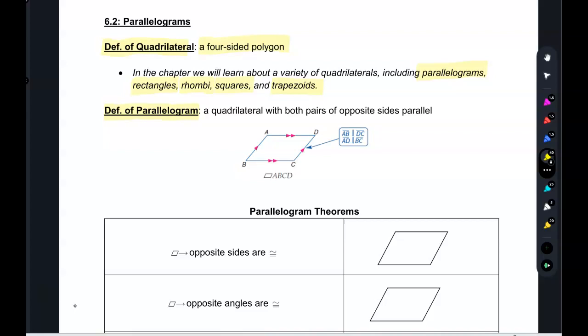For just the definition, if we think about the first part of the word, parallel, right? So it's a quadrilateral with both pairs of opposite sides parallel. So these two sides are parallel, these two sides are parallel, and we use a nice little symbol, just like with triangles, and we put a little parallelogram in front so you don't have to write out the word parallelogram each time. Good.